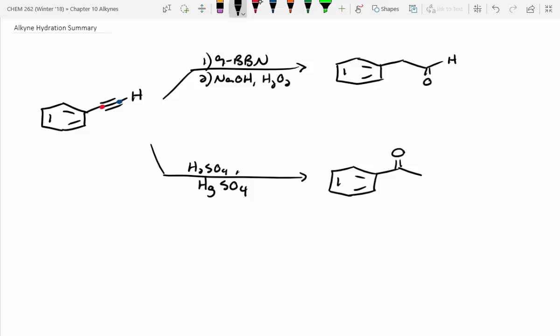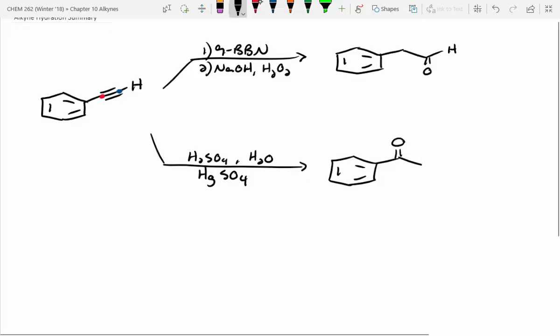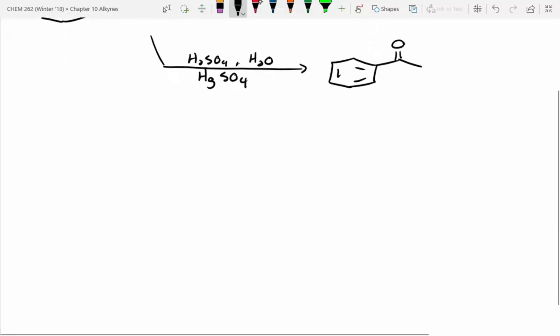It's Hg2SO4? HgSO4, but its charge is 2, so oftentimes people will call it mercury 2 sulfate. So we'll take sulfuric acid, water, and then that mercury 2 sulfate and mix it all together, and voila, you end up with a ketone coming out of it. Make sense? All right, let's do the same thing for a slightly different system.